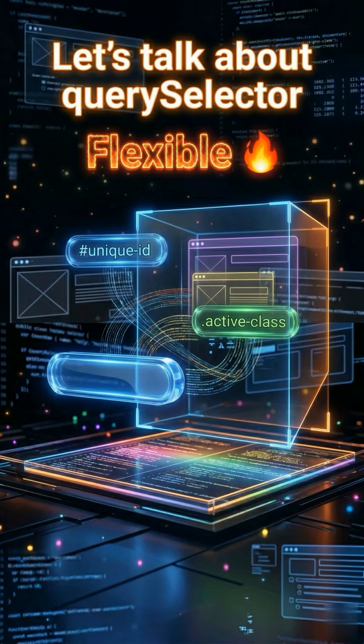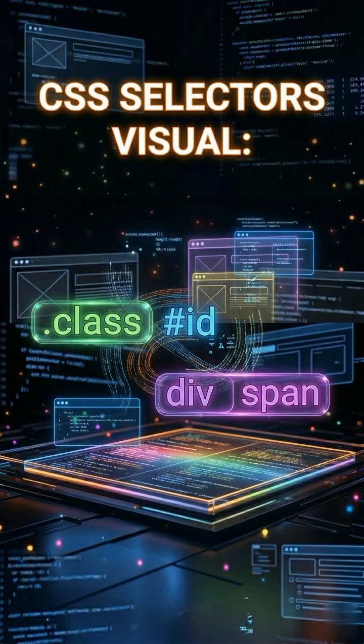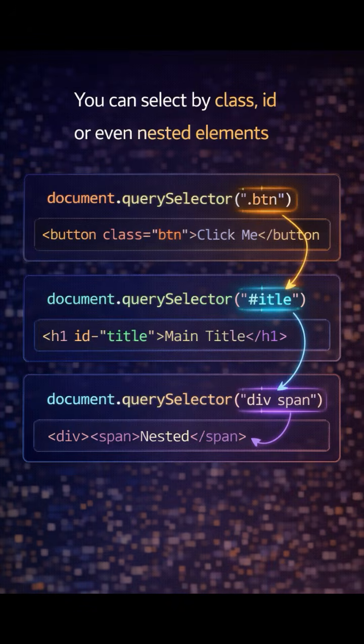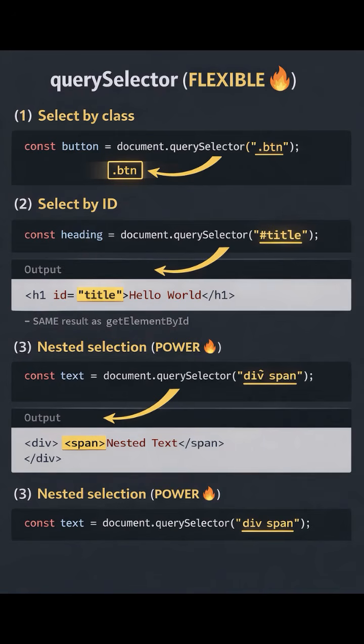Now let's talk about querySelector. This one is more flexible. It works using CSS selectors, which means it can select elements by class, ID, or even complex patterns. For example, you can select a button using a class name, or select an element using its ID, or even target a span inside a div using a nested selector. That makes it very powerful.